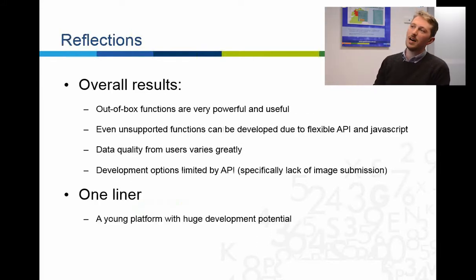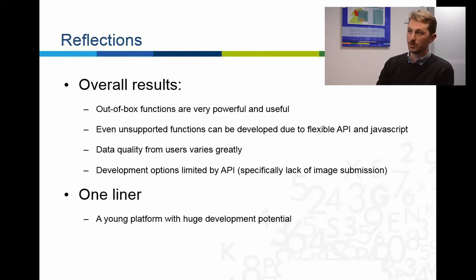So, a few reflections. Overall, results from the research and the case studies reveal that the out-of-the-box functions are really good, really powerful. The API is super accessible, it's very flexible, and any unsupported functions which I did encounter can be developed very easily on top of the API in JavaScript. One thing I did notice is that data quality from users varies quite a lot. With so many images uploaded, there's really just no way for anyone to go through and validate every single one. There are often photos that people have taken on their dashboards that are pointing at the sky, all sorts of things like that.